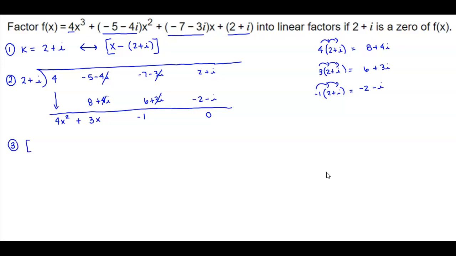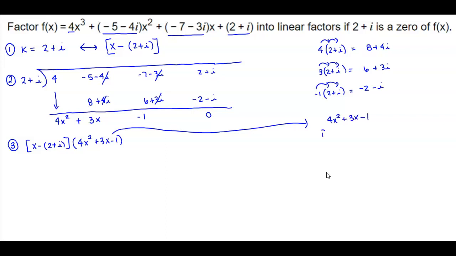So far we have the following. We have x minus (2 plus i), times the factor 4x squared plus 3x minus 1. Now we need to determine whether we can factor 4x squared plus 3x minus 1. So we're going to try the AC method. The AC method tells us that we need to take 4 and multiply that by negative 1, which gives us negative 4.